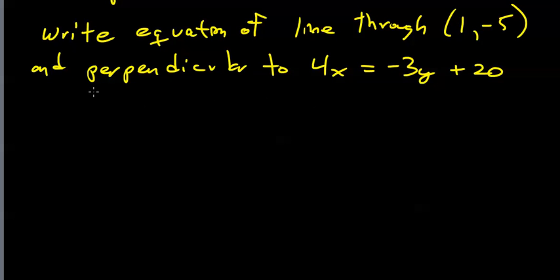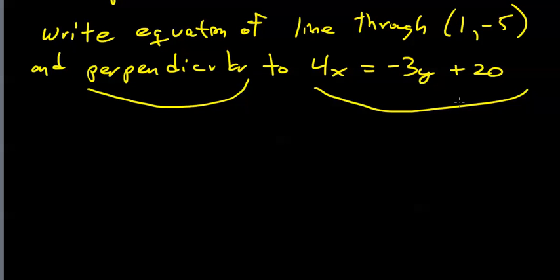Alright, well, the first thing we notice here is the word perpendicular. Perpendicular to what? Perpendicular to this line. Alright, so what I'm going to do is find the slope of this line, and then I'll take the negative reciprocal of that to find the slope of the line that we are asked to construct. Alright, how do I find the slope? Well, I'm going to need to convert it to slope-intercept form. That's the easiest way.